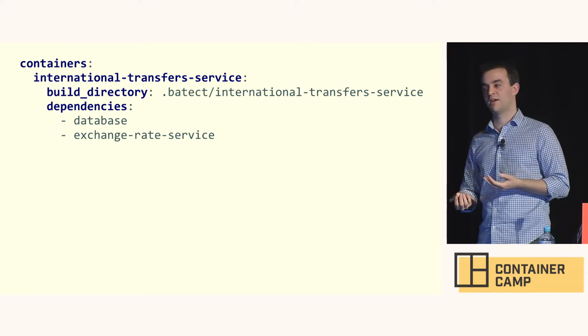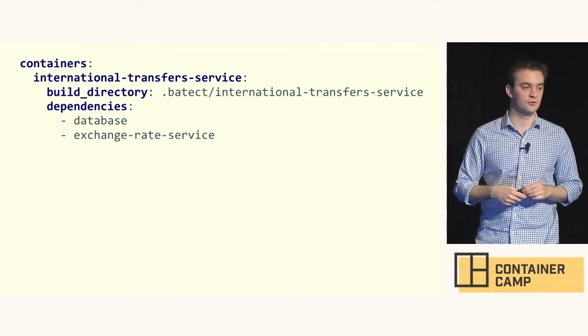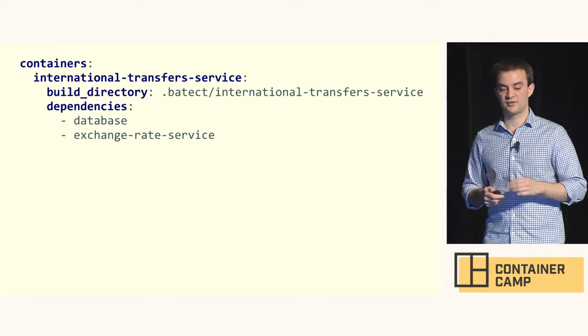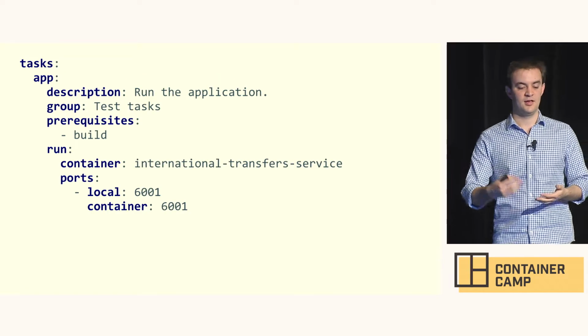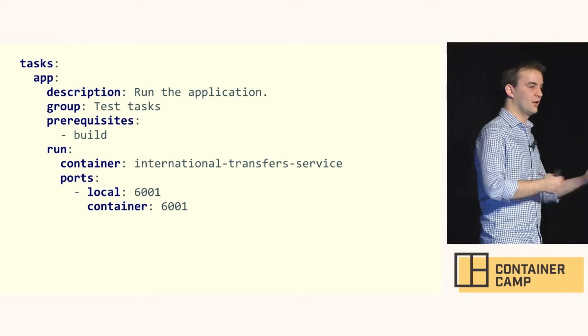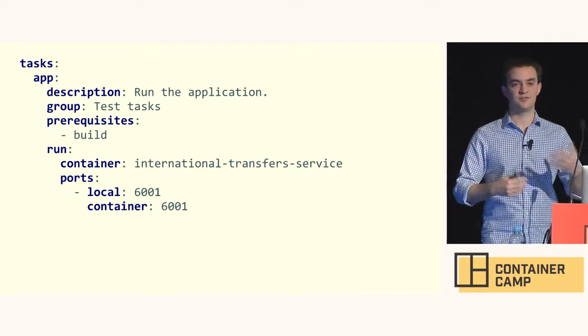Defining things in this way also makes it really easy to reuse different containers. So let's say we want to have another task where we just spin up the application for local testing. We can take this container, we can define a task that looks like this. Again, we can say, run that container. And again, it will do the right thing in terms of the dependencies. It will start things in the right order.